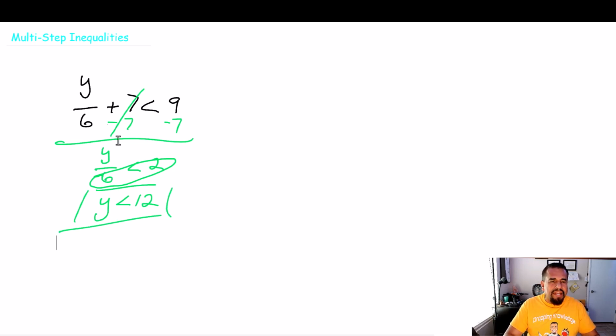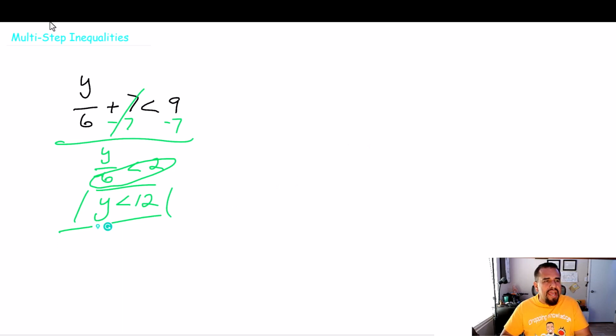Notice my inequality is a less than sign, and I kept it the same. The only time you're going to change it is if your coefficient is negative, and you end up multiplying or dividing by the negative coefficient. That's the only time you're going to flip it over the other way. All right, so that solves that one.